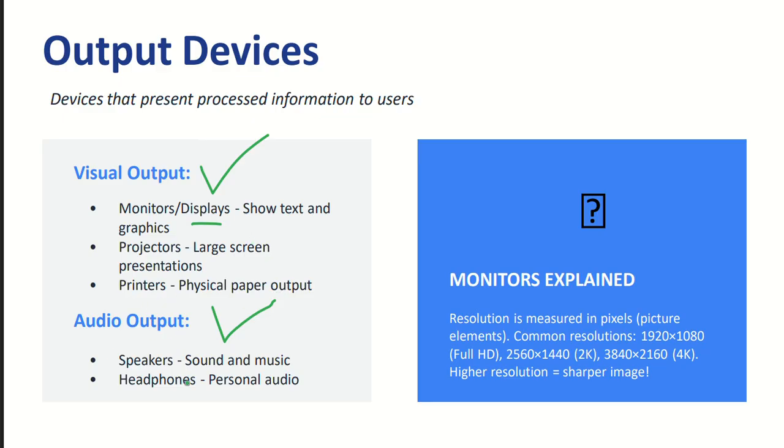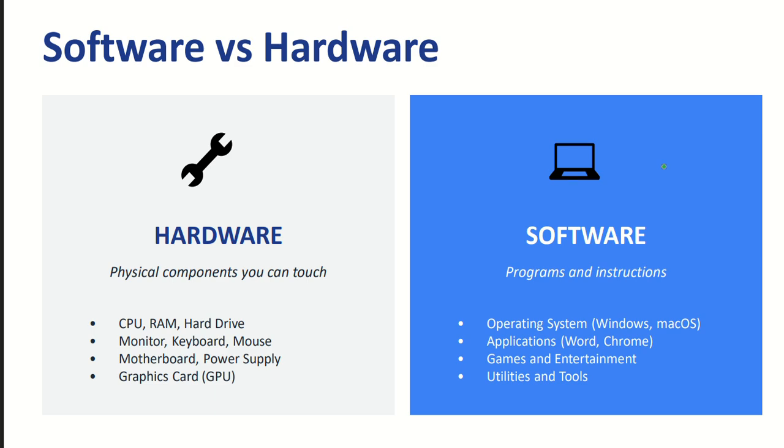The second thing is audio outputs. They include speakers and headphones. This information suggests that monitors work with a certain amount of resolution. Resolution means the sharpness of the image. Higher resolution means the image is sharper than usual. The next thing is hardware and software.